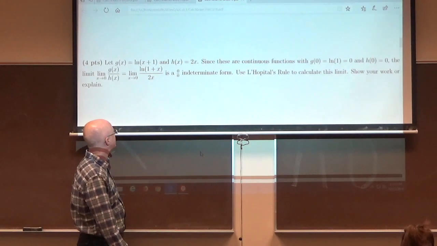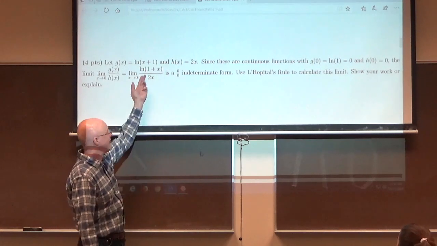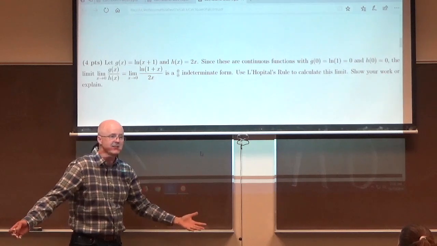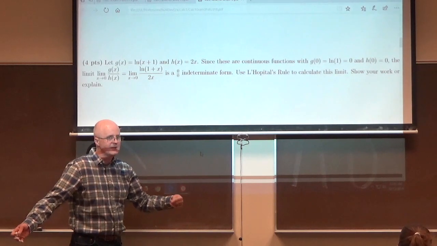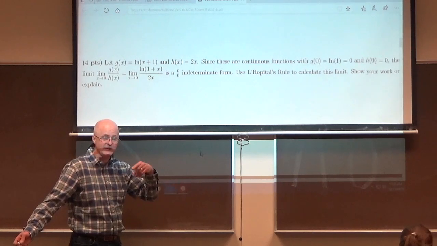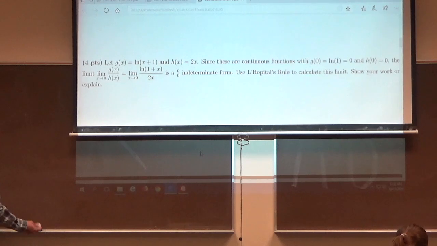You also can't find it by factoring and canceling the x, because how do you factor natural log of 1 plus x? You can't, at least if you don't know a way to do that. In Calc 2, there's actually a way to do that using what are called infinite series. So you have to use L'Hopital's rule. There's nothing else you can do here.